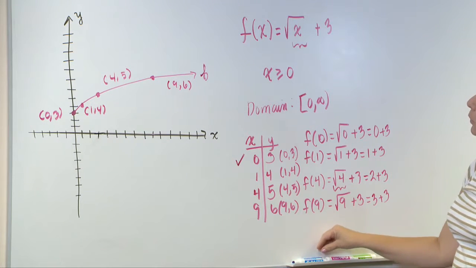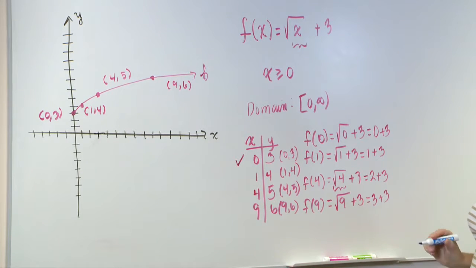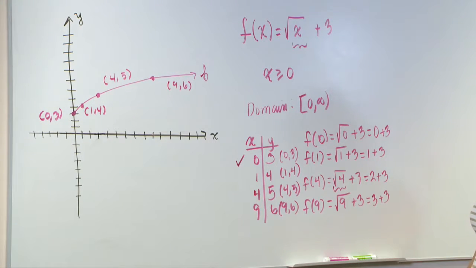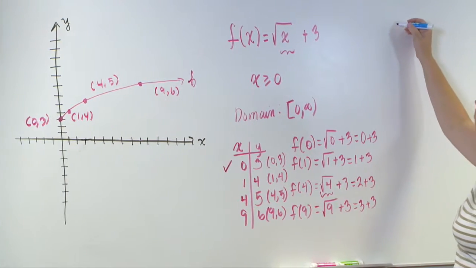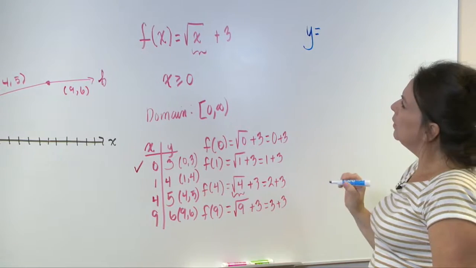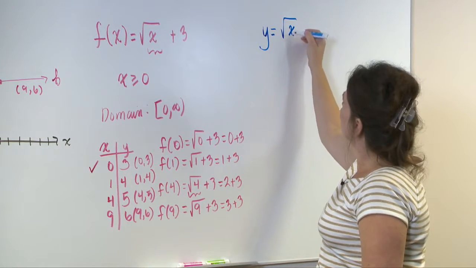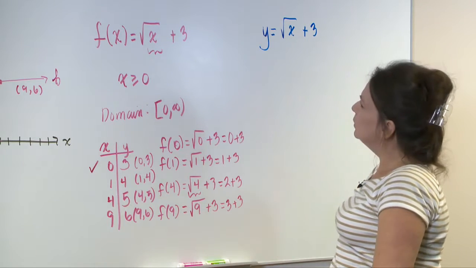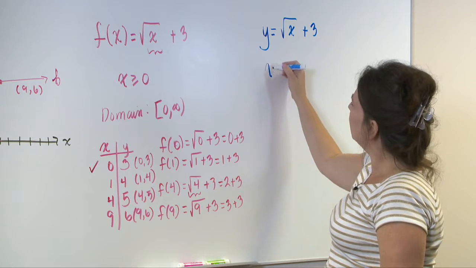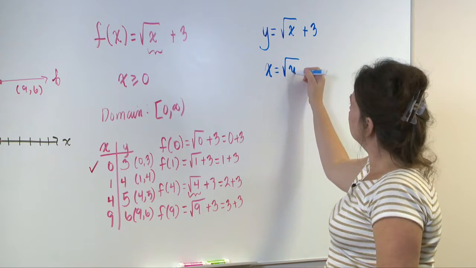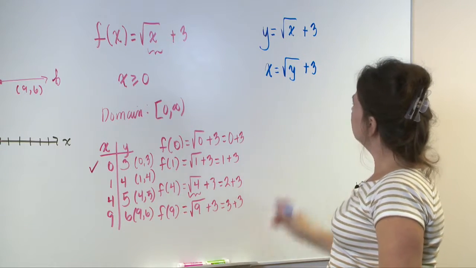The next thing I'd like to do is to find the inverse of f of x. So what I'm going to do is start by taking this function, f of x is equal to the square root of x plus 3, and replace f of x with y. So if I do that, I have y is equal to the square root of x plus 3. And then I'm going to switch the variables x and y. So I have x is equal to the square root of y plus 3.